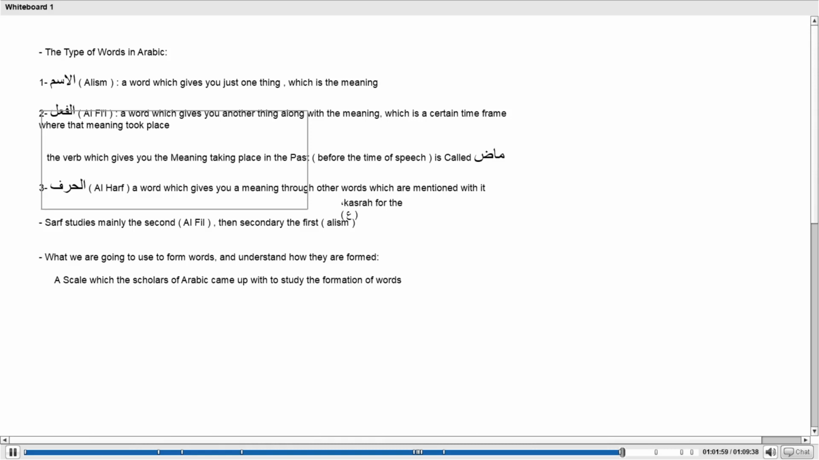Dear Ustadh, the scale fa'ala with fatha on ayn, is it always used for past tenses? No. Past tenses are one of three in the three-letter verbs. Either fa'ala or fa'ila or fa'ula. And that's what we'll teach you, inshallah. Okay? More questions? You have 7 minutes, inshallah, for questions now.